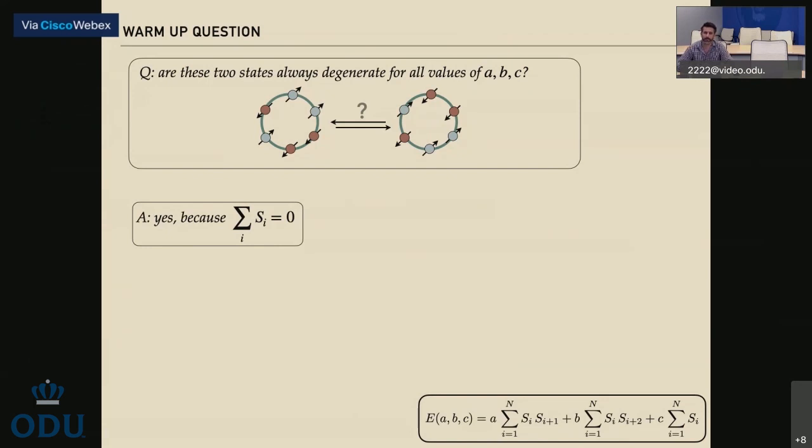So symmetries and degeneracies are closely tied to each other, and symmetries are remarkably important in how we understand physics in general and in particle physics.